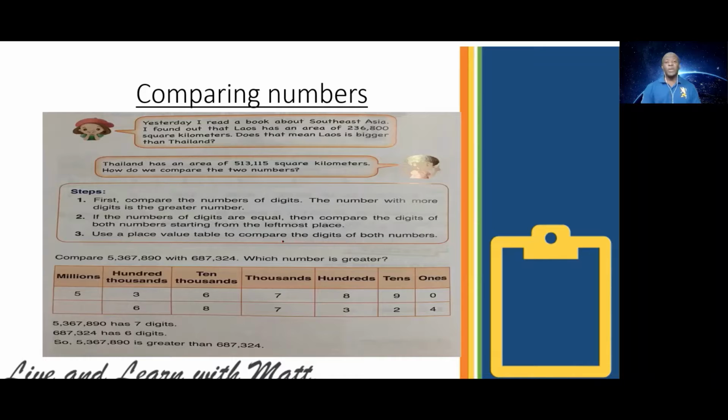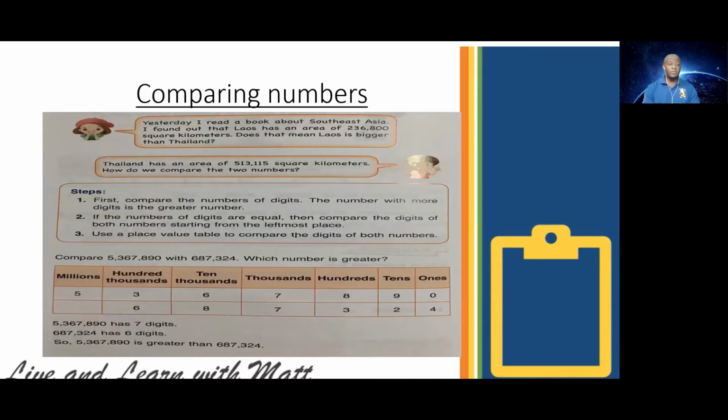Yesterday, I read a book about Southeast Asia. I found out that Laos has an area of 336,800 square kilometers. Does that mean Laos is bigger than Thailand? Let's compare. Thailand has an area of 513,115 square kilometers. How do we compare the two numbers?